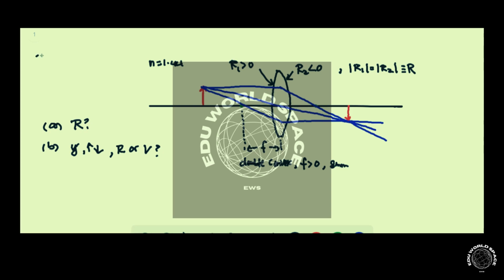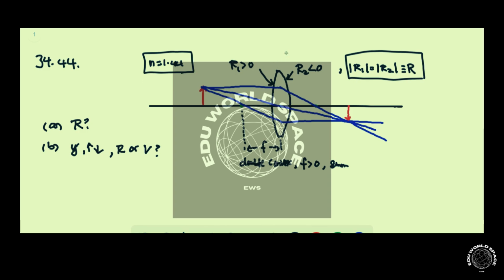Okay, so this is problem 34.44. And we're told that the eye is modeled by a double convex lens with an index of refraction of 1.44. And we're told that the radii of curvature have equal magnitude. So R1, R2 have the same magnitude, which I will call R.